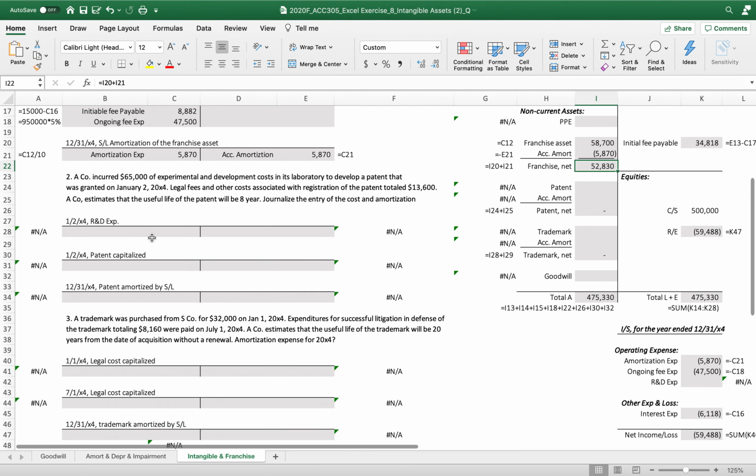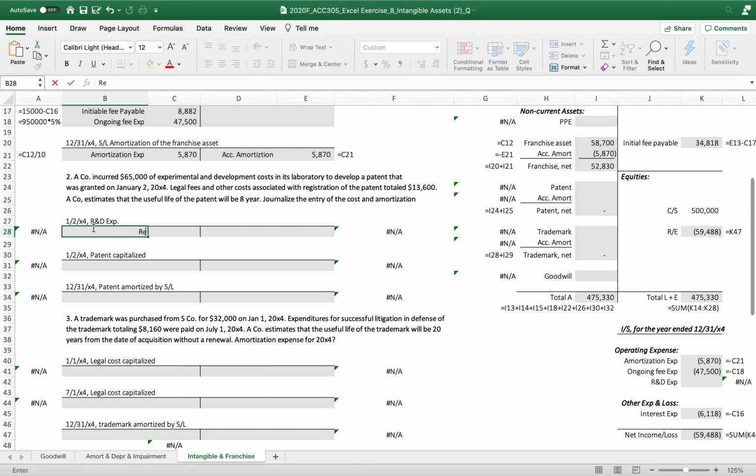January 1st, now we should recognize R&D expense, surely, because that is the cost of experimental and development cost in the laboratory. So it's unsure that this is going to be capitalized. So we just report R&D expense. R&D expense, how much is it? Yeah, 65,000, and cash out 65,000. And then patent capitalized.